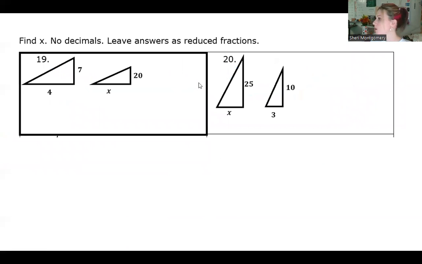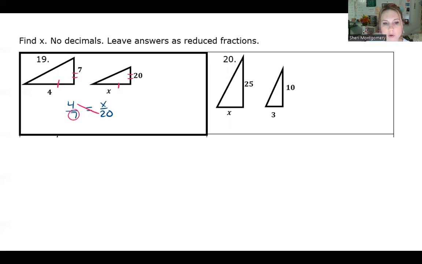All right. We've got one more problem that we're going to do together, and then you're going to finish this and do corrections. So these are proportions. These are the type of triangles that you can mark the sides. Just like baseball, bat and ball, yep. So we've got 4 to 7 is equal to x to 20. And this is bat and ball. You multiply and then you divide.